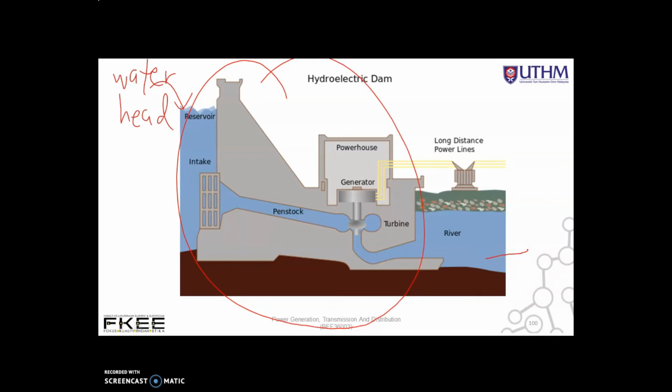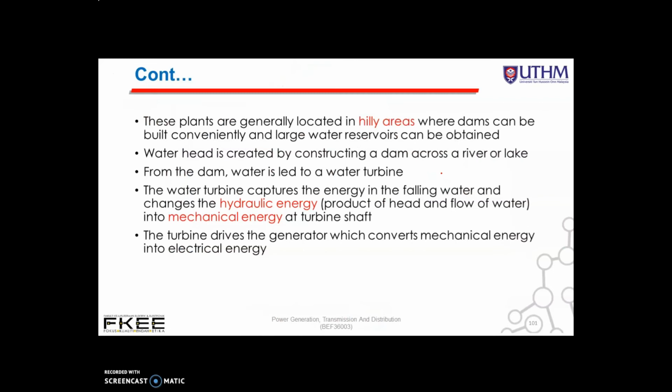So this is the river, and we built a dam here. From the dam, the water is led to a water turbine. So this is the water turbine, and the water turbine will capture the energy in the falling water and change the hydraulic energy, which is the product of head and flow of water, into mechanical energy at the turbine shaft. Then this turbine drives the generator, which converts the mechanical energy into electrical energy. Hydropower is becoming very popular because the reserves of fuels, which are coal and oil, are depleting day by day.